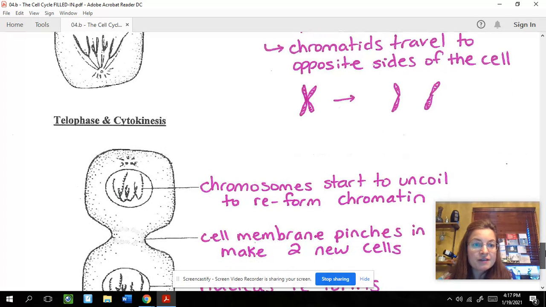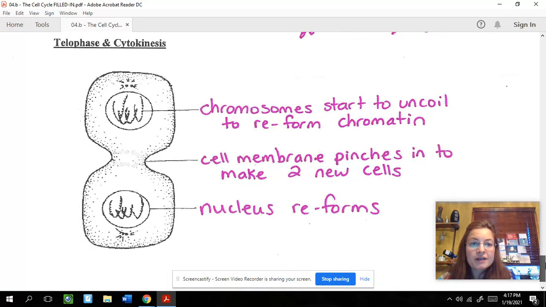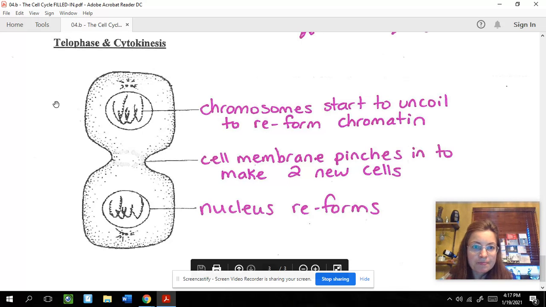Finally, at the end of cell division, we have telophase and cytokinesis. Remember that telophase is the last phase of mitosis, and cytokinesis is the last part of cell division, so when the rest of the cell divides. So we're seeing both telophase and cytokinesis in this diagram.